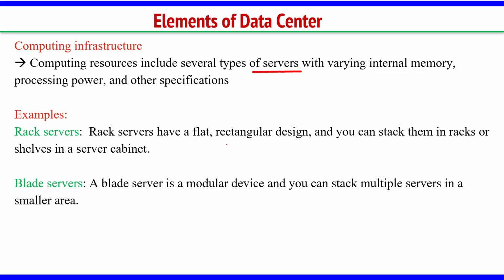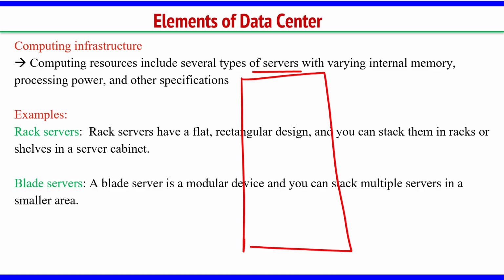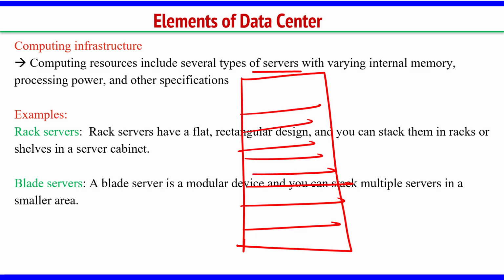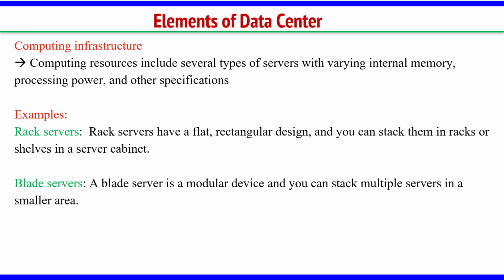Rack servers have a flat rectangular design and you can stack them in racks or shelves in a server cabinet, like we have in our lab. We see in our lab there is a very big rectangular machine, kept in the server room with so many racks. Each rack contains one server or one storage facility. Then we have blade servers. It's a modular device and you can stack multiple servers in a smaller area. It is not a horizontal one, but a different style. So this is about the computing infrastructure.